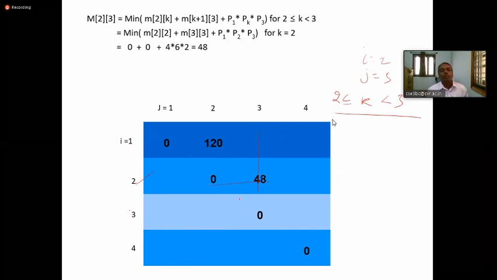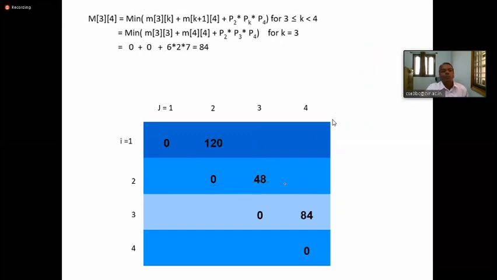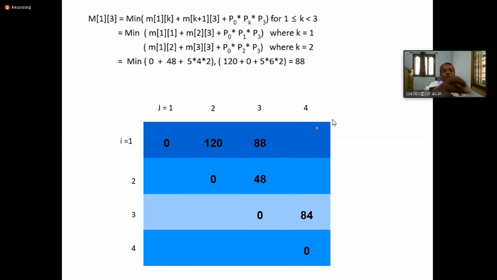3 to 3 is 0. 3 to 4, what is the value? You have to calculate now. 3 to 4, you got 84. This 84, you have to substitute here. Are you clear my point? And this is like this. Okay. Now only this value is there. You have to calculate this value and this value. What is this value? 1 to 3. 1 to 3 calculated. 1 to 3 is what? 88.